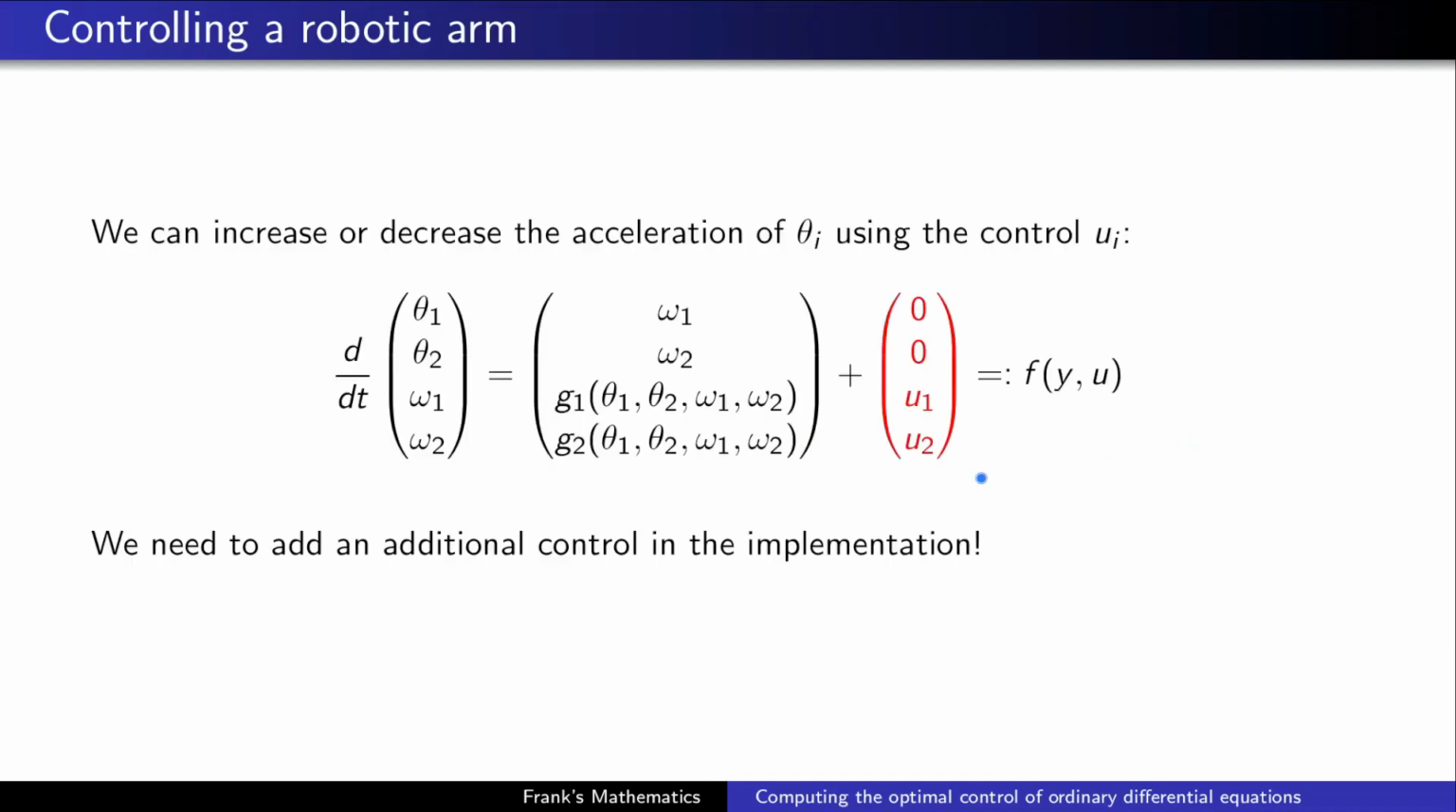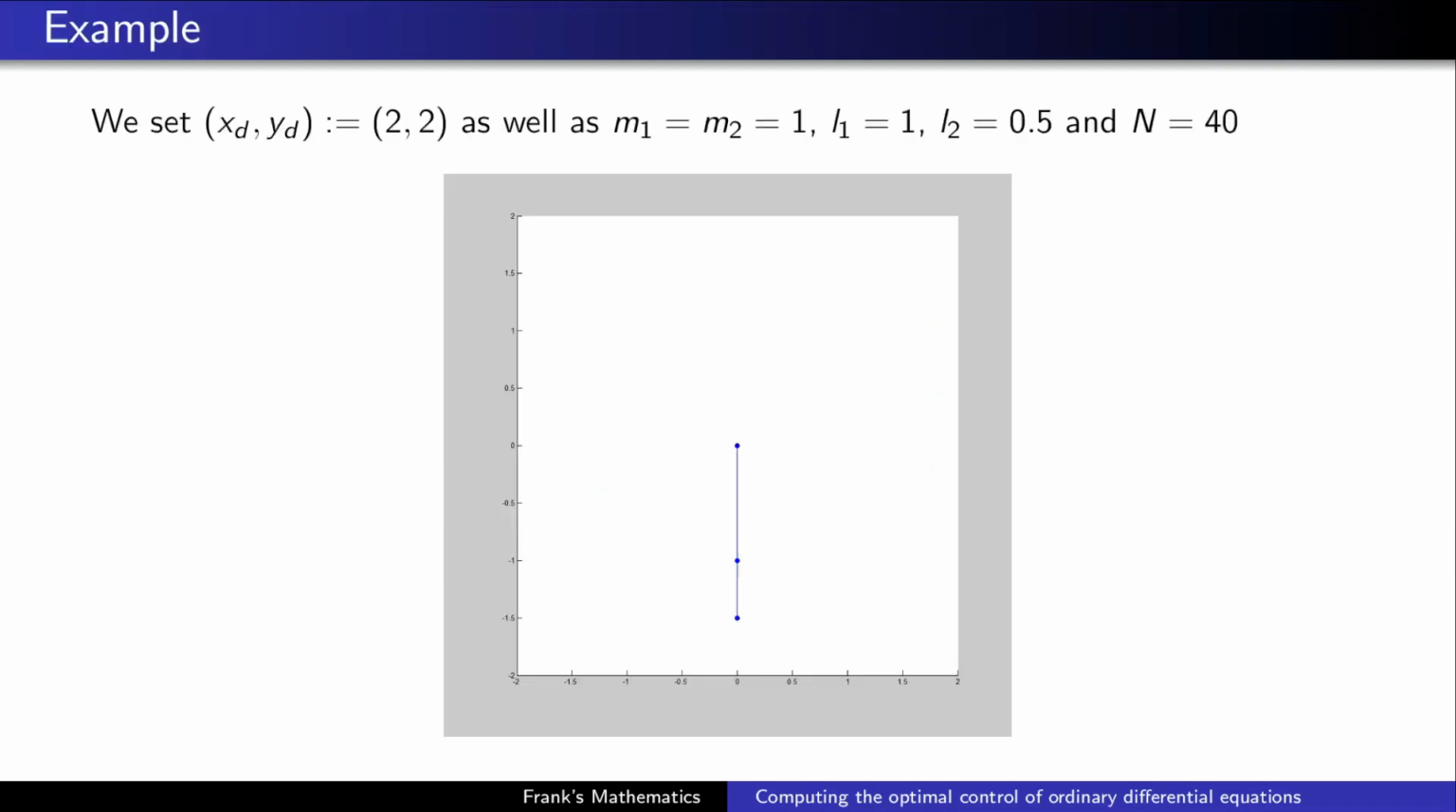We just have to add another control u2, because we're now controlling the acceleration of theta 2. The implementation is, of course, straightforward. I'm not showing this to you, I'm just showing you the results. But this is all you have to do, and this is a very powerful approach, I think, and you can do a lot of stuff with this easy implementation of fmincon. Here you can see the numerical result for the optimal control of the robotic arm, where we control both angles.